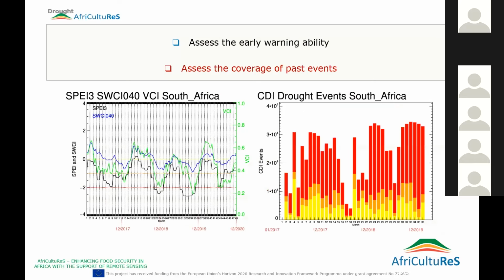Next slide, please. And finally, coming back to the CDI, which is the main product of the drought monitoring service, we are trying to assess how well it has been doing capturing past events of the last couple of years, and also to assess it as an early warning system. How well does it actually give warnings before vegetation is impacted?